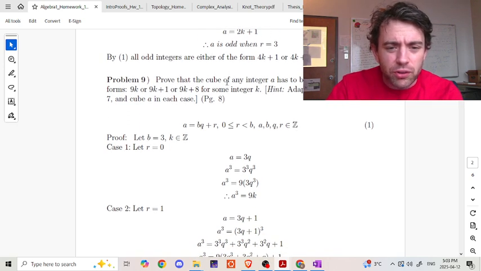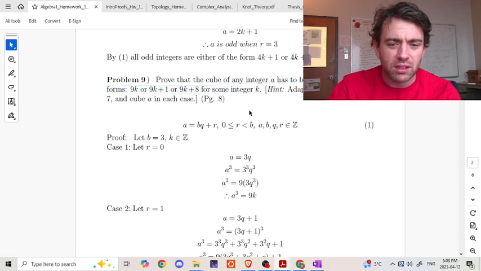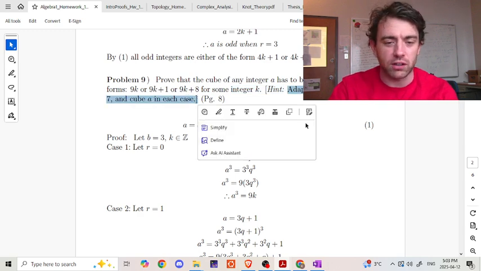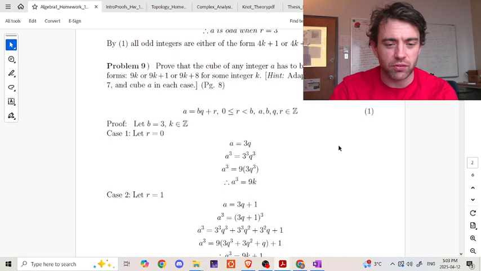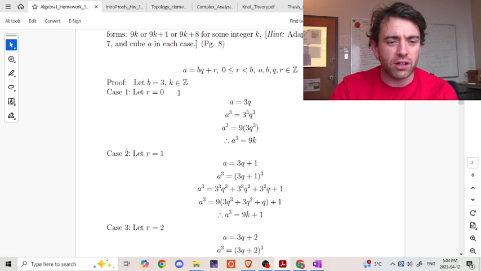Again, prove the cube of any integer has to be exactly one of these forms for some integer k. Adapt the hint in exercise 7. Well, I guess we don't have that hint, so we can't see what template they're working from. But cube of any integer, I don't know. Okay, I guess you can break it up. So I see what's going on here. They're trying to say something about the division theorem here.